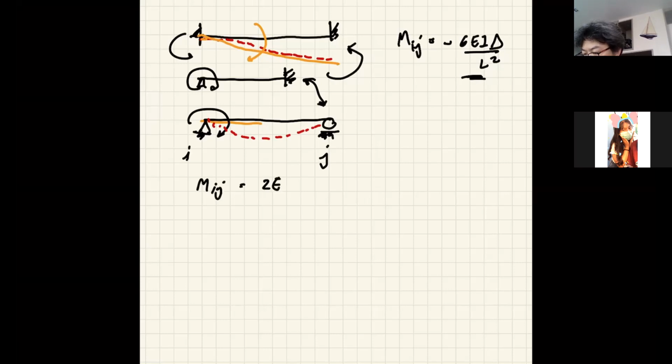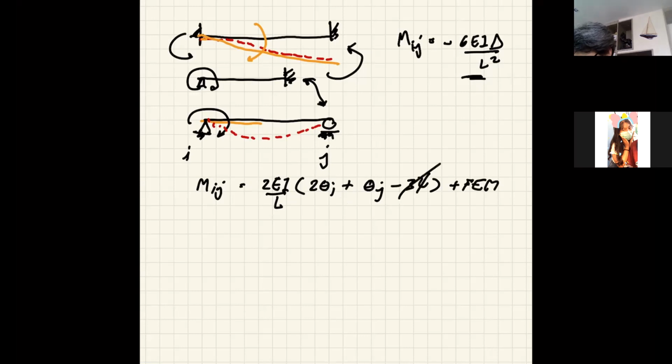It's 2 EI over L, 2 zeta I plus zeta J minus 3 psi plus fixed end moment. But this is 0, right? We don't care about that.